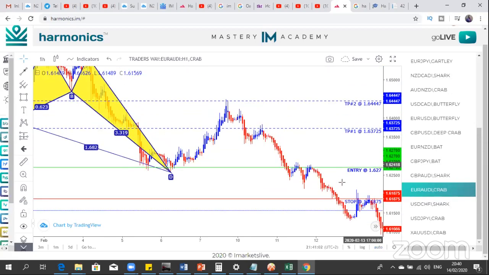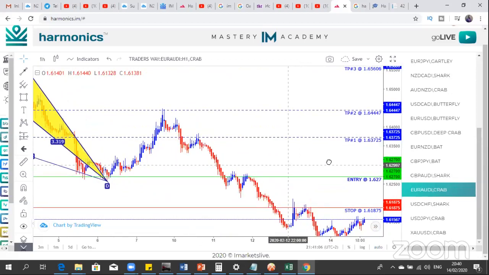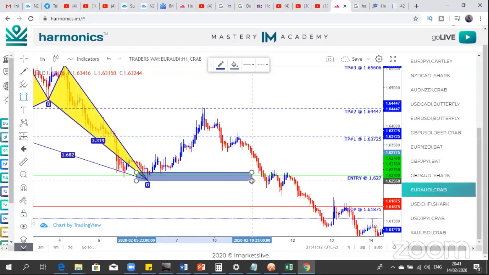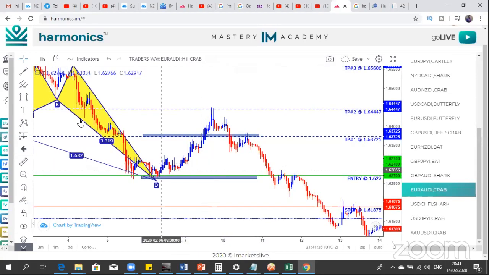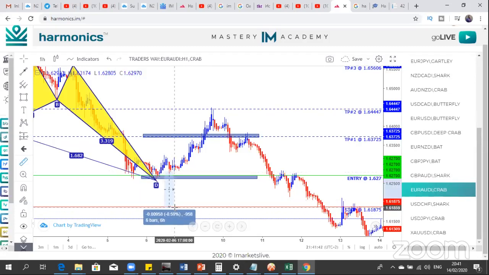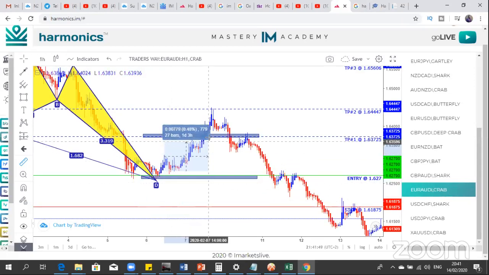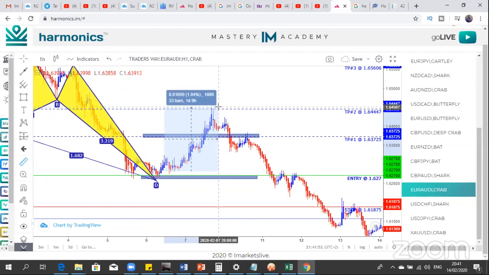Good. We had a crab pattern. So this is your entry and this is your trap. Now, the Harmonics scanner, which is our OZR strategy, called buy here, and your stop loss will be here, below letter D. And it gave us TP1, 90 pips, TP2, 165.